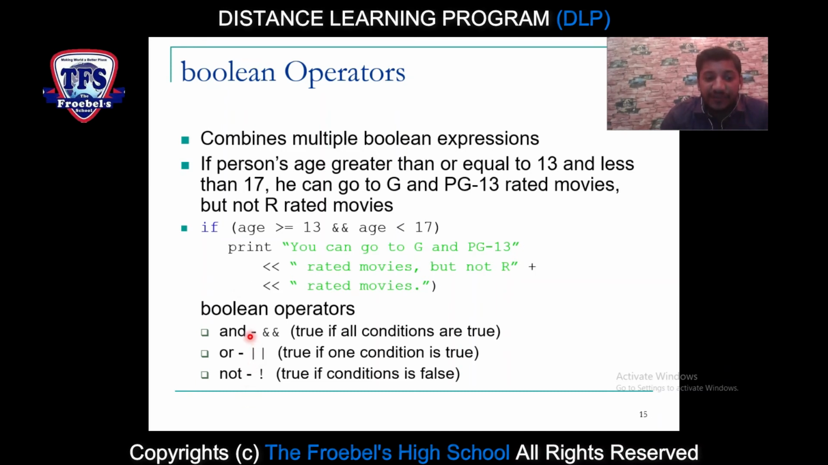Remember, these are the Boolean operators. We have three Boolean operators: AND, OR, whose symbol is two straight lines, and NOT, whose symbol is the exclamation mark. These symbols are for writing in a program, not in an algorithm. If you are writing an algorithm, you can use AND or NOT as they are. You don't need to write any symbols. These symbols are used in coding when you want to execute a program in any programming language. Okay.